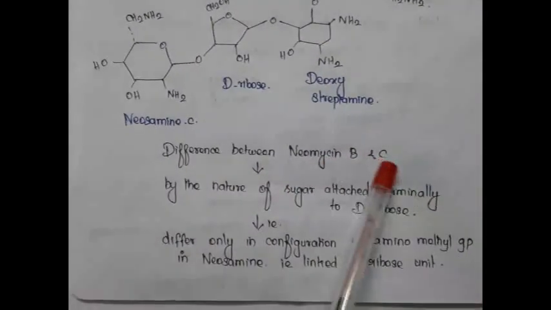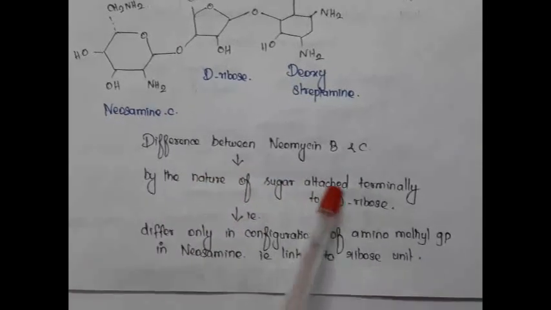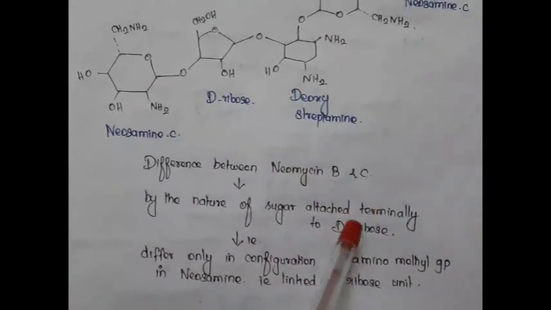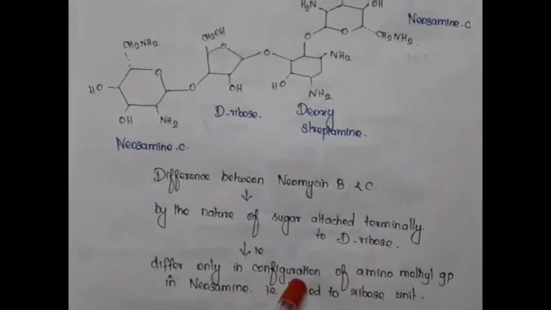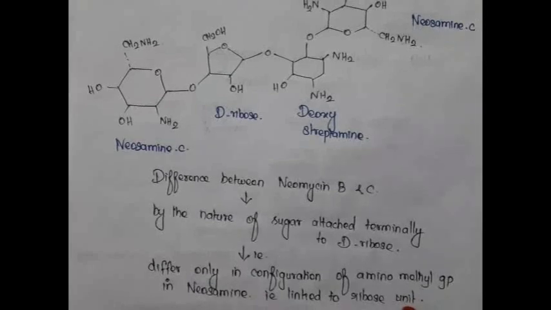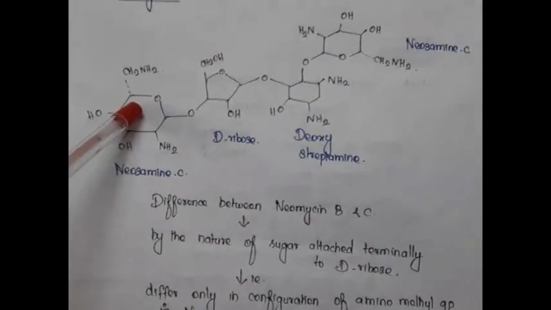Okay, so what is the difference between Neomycin B and C? By the nature of the sugar attached terminally to the D-ribose, only in that are they varying. Actually, how do they vary? They differ only in configuration of the amino methyl group in neosamine, which is linked to the ribose unit. If it has alpha configuration, that is neomycin C. If it has beta configuration, that is called neomycin B.